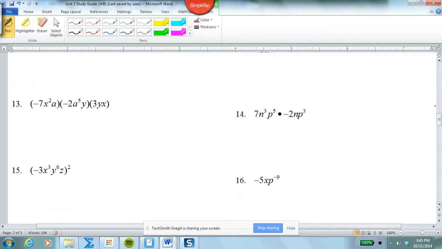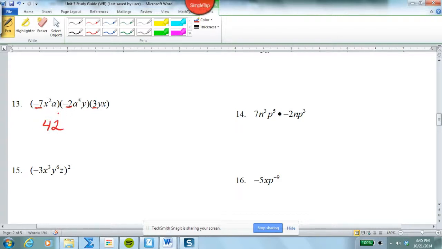On number 13, this is our first product rule one. This is the rule that says you multiply any coefficients, any normal looking numbers in front of your monomials. You multiply those like you normally would. Negative 7 times negative 2 is 14 times 3 is 42.